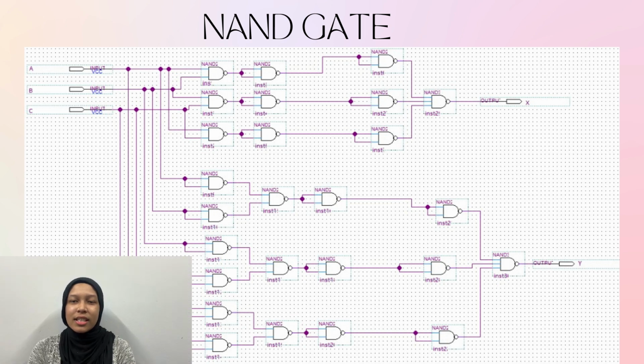Next is the logic circuit of NAND logic gate. We use the same software to design this circuit. This circuit also consists of 3 inputs A, B, and C. We use 26 NAND gates. We can see the rule to convert basic gate to NAND gate from our lecture notes. The upper part describes the output X, while the lower part describes the output Y.